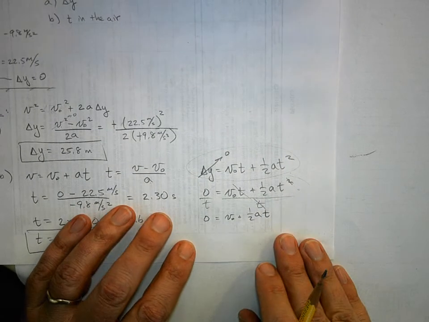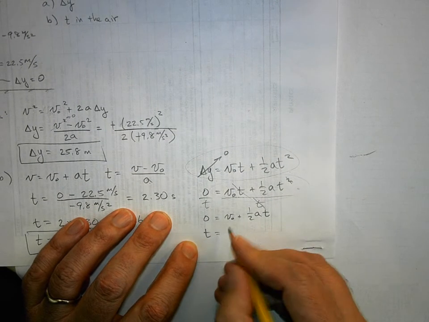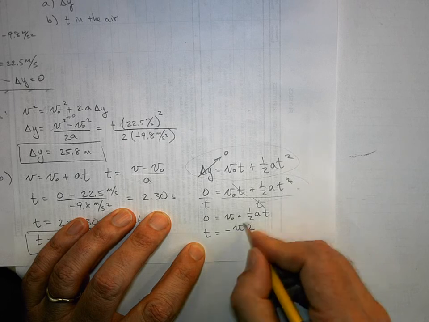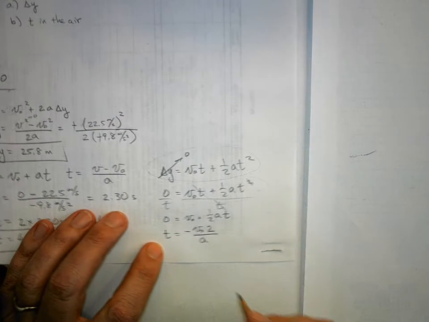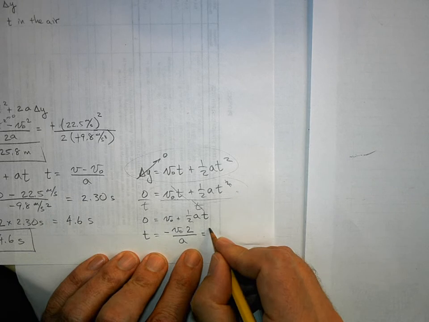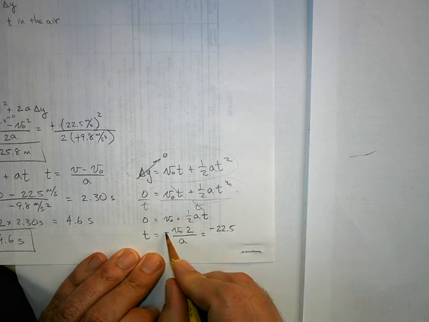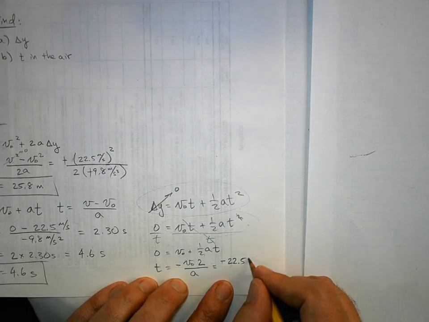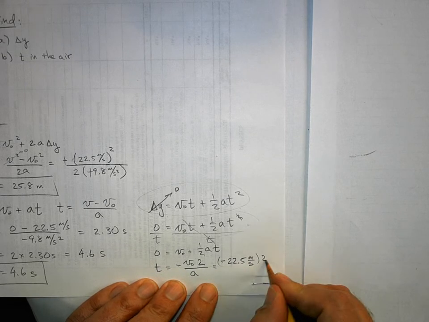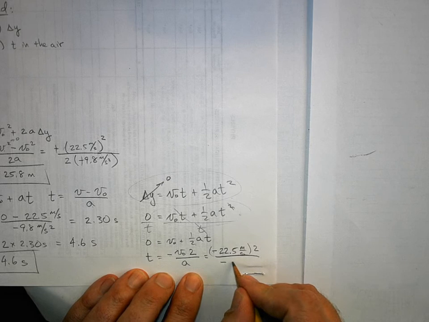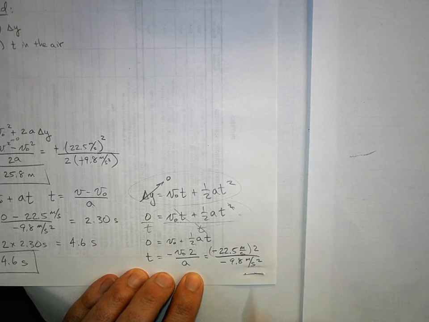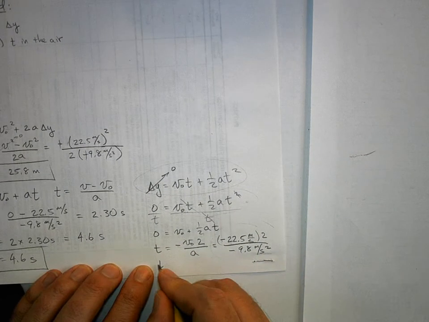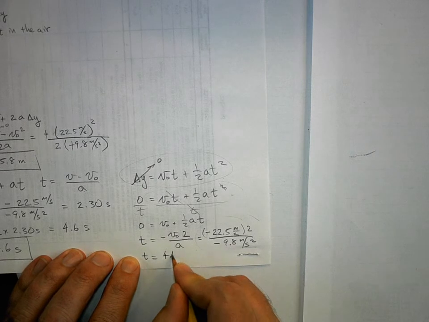I'm now going to solve for time. Time equals negative v naught, pull that to the other side, multiply both sides by 2, divide both sides by the acceleration. Now I can plug in my values. Negative 22.5, the negative comes from here. V naught is 22.5 meters per second. I'm going to multiply that by 2. And what is my acceleration? Negative 9.8 meters per second squared. And when I evaluate all this, I get t equals 4.6 seconds.